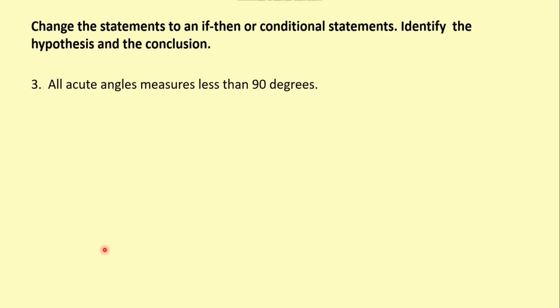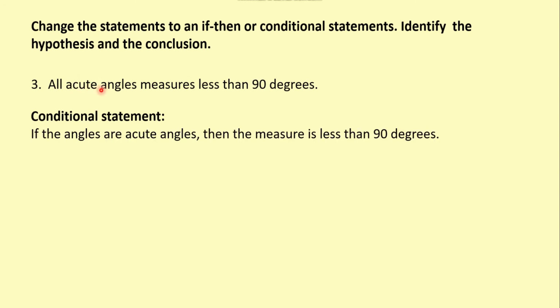And for number 3, all acute angles measures less than 90 degrees. So, yung condition niya dito is, kailangan yung angle is acute para mag-measure siya ng less than 90 degrees. Therefore, ito yung ating if clause, no? If the angles are acute angles. Yun yung ating if. Then yung conclusion natin, then, the measure is less than 90 degrees. Ganun lang mag-convert ng conditional statement.